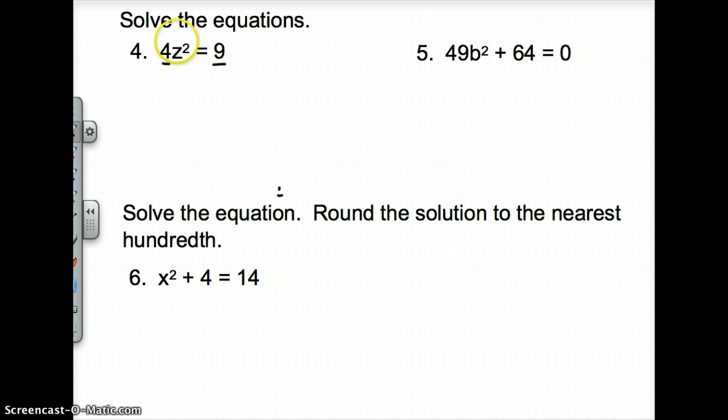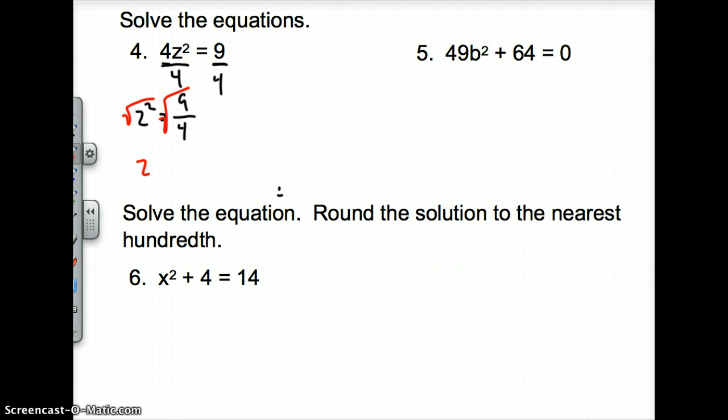Next example, we have number 4, where 4z squared equals 9. Here, we have to get the z squared by itself, so we have to divide each side by 4 to come up with z squared equals 9 over 4. Again, to undo a square, we have to square root both sides.